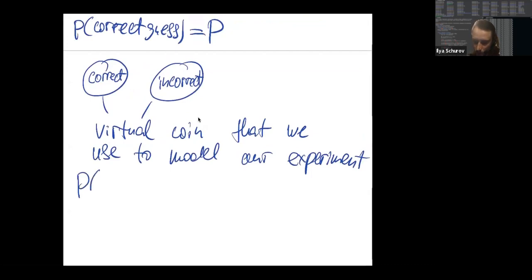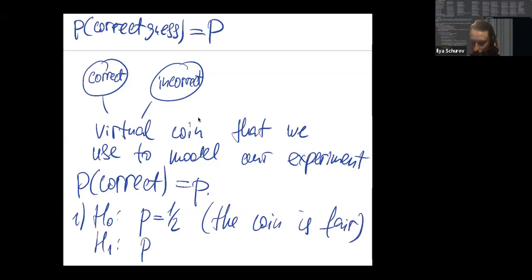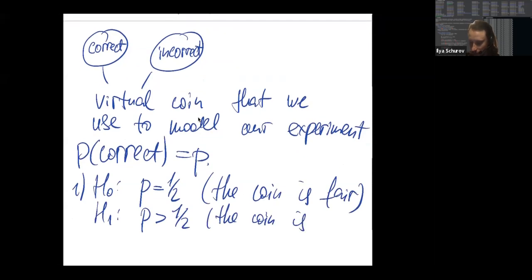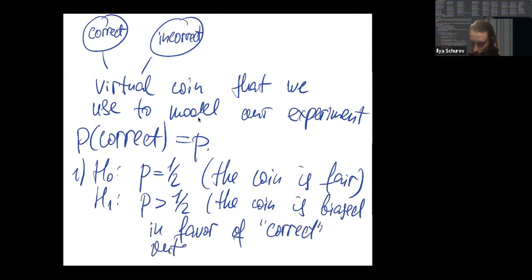We have the probability of correct. This is our P, and we have two options. We have the null hypothesis that P is 1/2, so the coin is fair. And we have another option, P is greater than 1/2, so the coin is not fair, it's biased in favor of the correct outcome.